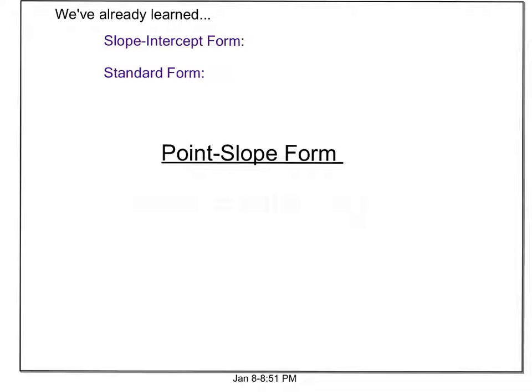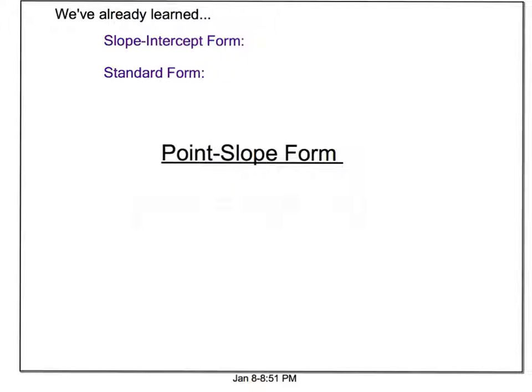Remember that an equation for a line can come in three different forms. First, we had the slope-intercept form. That was y equals mx plus b, where m was your slope and b was your y-intercept. And to graph this type of form, you would first plot your y-intercept, and from there you would graph your slope by rising and running from that y-intercept.